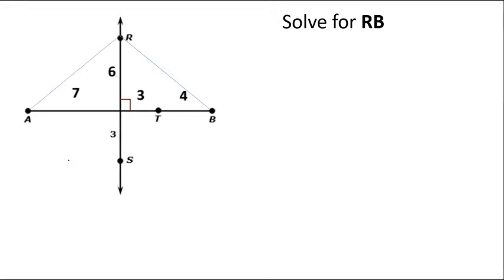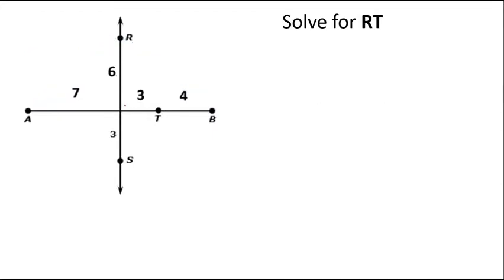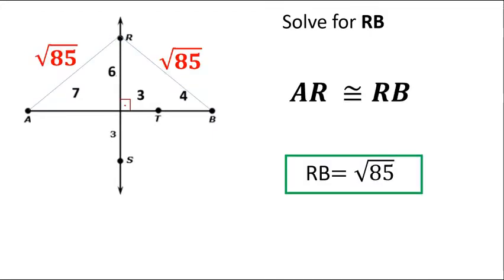So we know what AR is from our first example, and that was square root of 85. Because that's a perpendicular bisector, that means both halves are equal to each other. So we say that since AR is square root of 85, AR is congruent to RB, so that means that RB is also square root of 85. So our answer here is that RB is equal to square root of 85. So that's our answer right there.